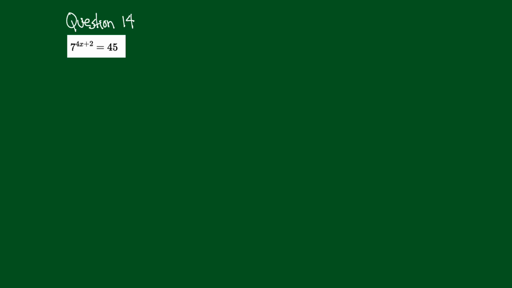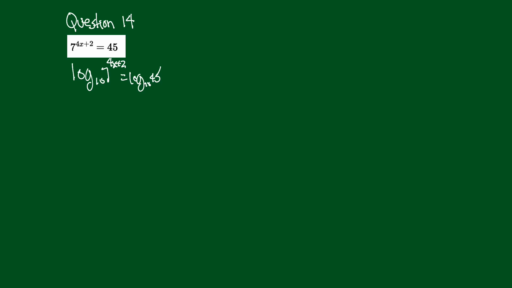Now, the base here is 7, so I'm not going to use base 7, but I am going to choose base 10 or base e, whichever you like. Let's use base 10. So I would get, okay, I'll write it all out this time. Log base 10 of 7 to the 4x plus 2 is equal to the log base 10 of 45.